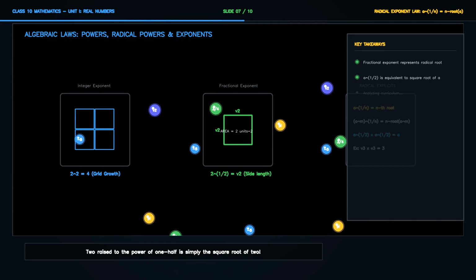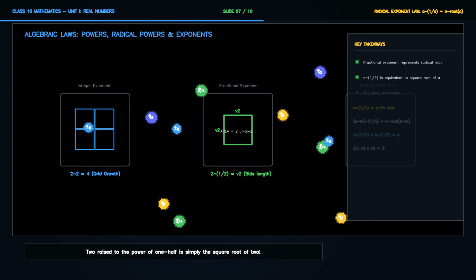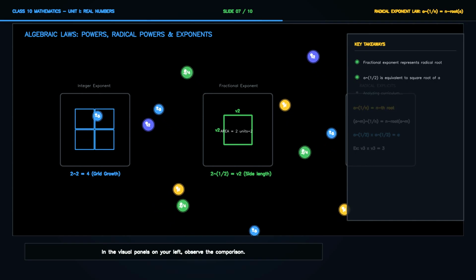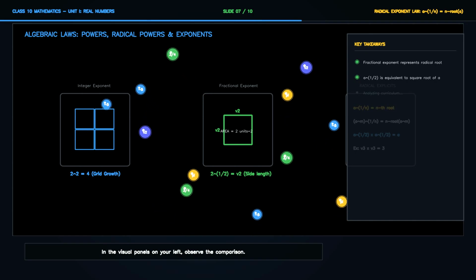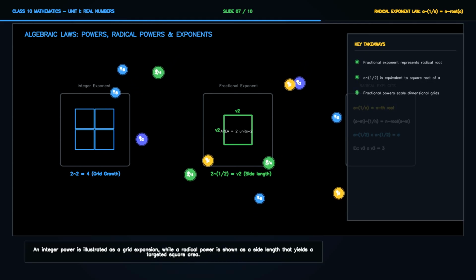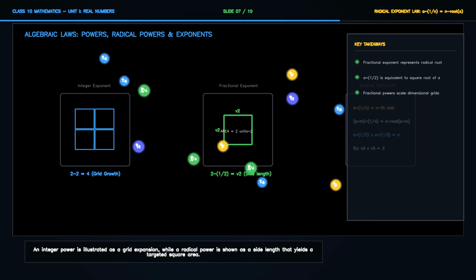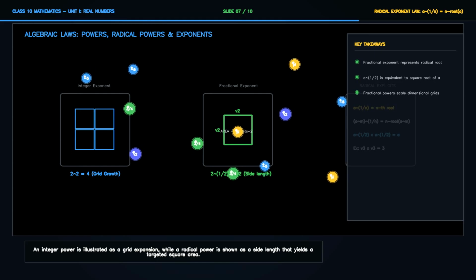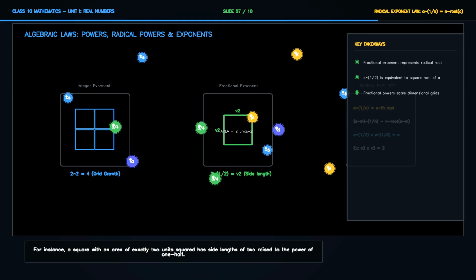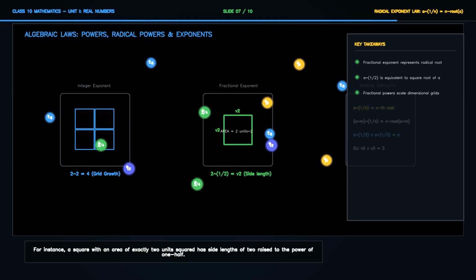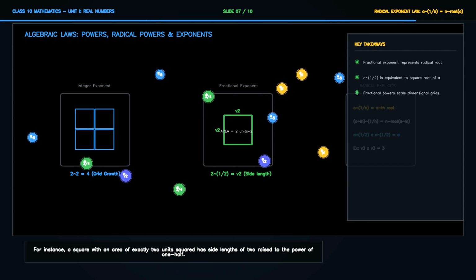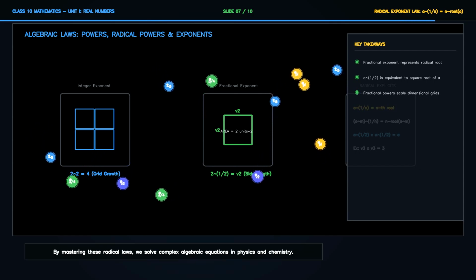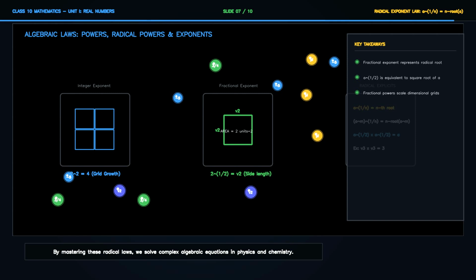In the visual panels on your left, observe the comparison. An integer power is illustrated as a grid expansion, while a radical power is shown as a side length that yields a targeted square area. For instance, a square with an area of exactly 2 units squared has side lengths of 2 raised to the power of 1/2. By mastering these radical laws, we solve complex algebraic equations in physics and chemistry.